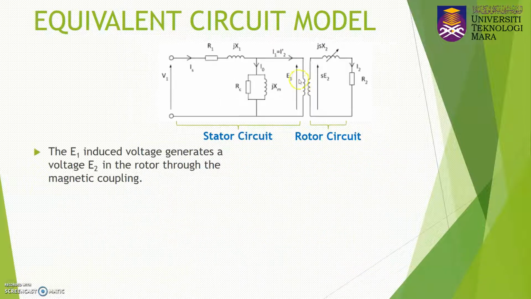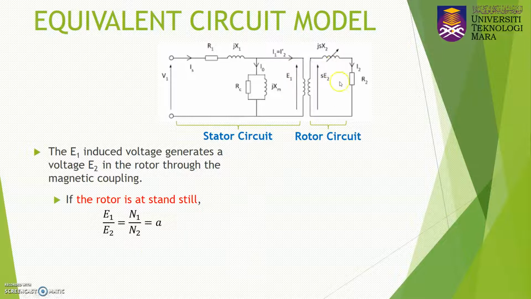The induced voltage E1 produced in the stator winding will generate the voltage E2 in the rotor through the magnetic coupling. The relationship between E1 and E2 differs depending on whether the rotor is at standstill or moving. If the rotor is at standstill, meaning it does not move, the equation is E1 divided by E2 equals N1 divided by N2 equals a, where a represents the transformation ratio. This equation is similar to the transformer.